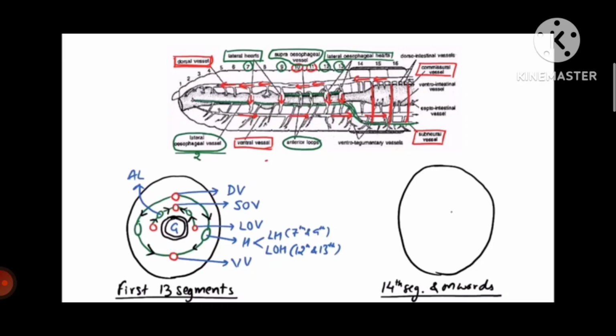Now, the blood circulation in 14 segments and onwards. Again, this is the dorsal vessel, this is the ventral vessel. But when subneural vessel is formed by fusion of 2 lateral esophageal vessels, it will appear ventral to the ventral vessel. So it will become the ventralmost vessel. Now, the connections.